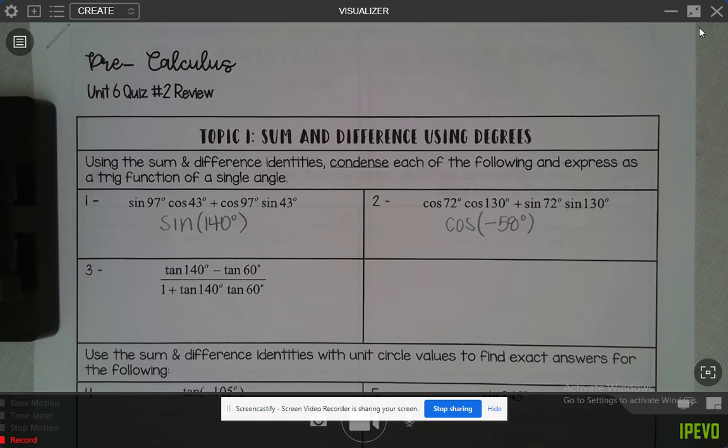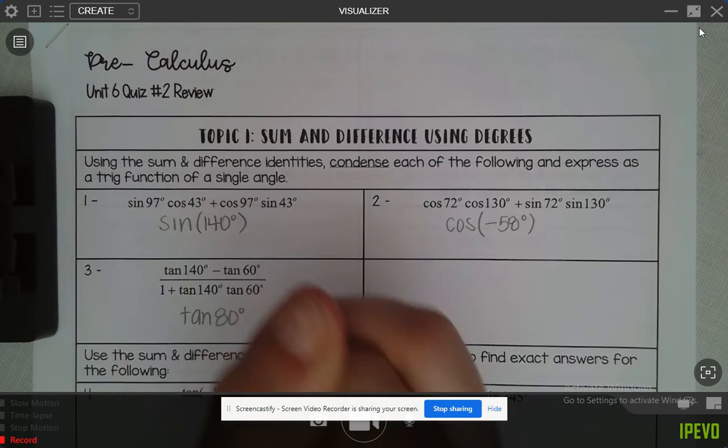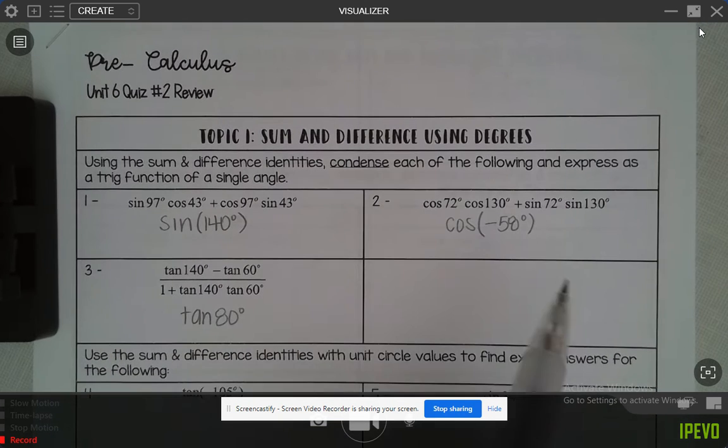Yeah? Number 3, sine, cosine, or tangent. That's tangent, yes. Is it sum or is it difference? Why is it difference? You can look at the denominator. I actually always look at the numerator. If it's subtraction up top, I know it's subtraction or the difference. It doesn't matter. Either one. So I know it's the difference. So this is the tangent of 80 degrees. You could either write it with parentheses or without. So that's sum and difference using degrees. Are we okay with those? I think those are easier than the radians. Yes? Okay.